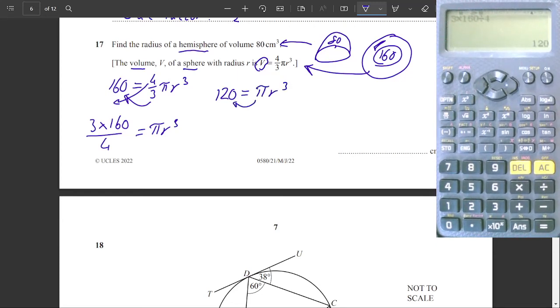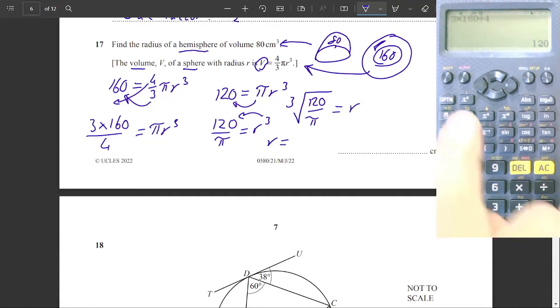Next thing, we get rid of that pi, we divide it on the other side. I'm not going to do it yet because it's going to give me a bunch of decimals. Okay, last thing we want to do is move that cubed, which will give us the cube root of 120 over pi, which will give us r. So that means r equals, let's do that.